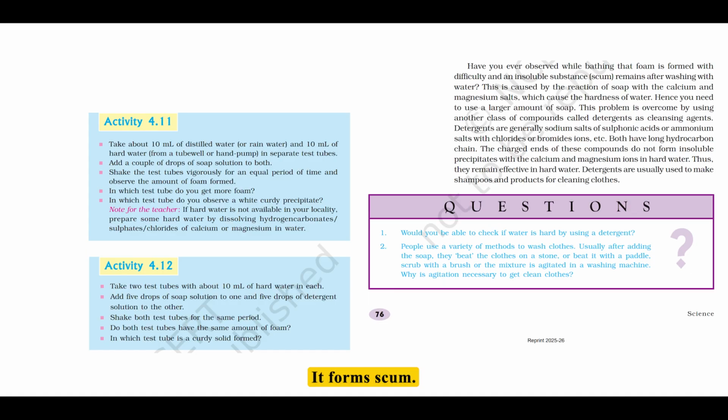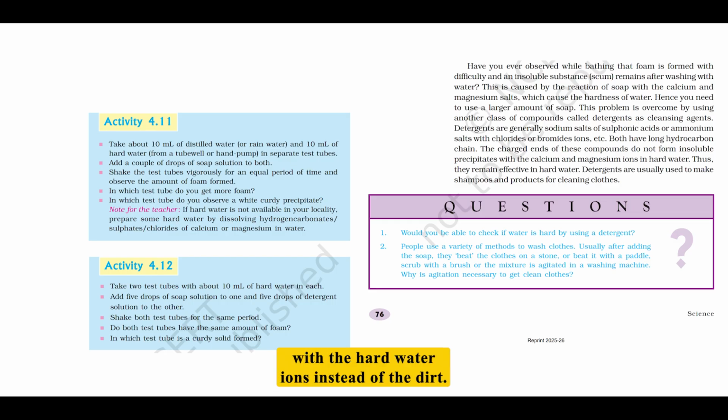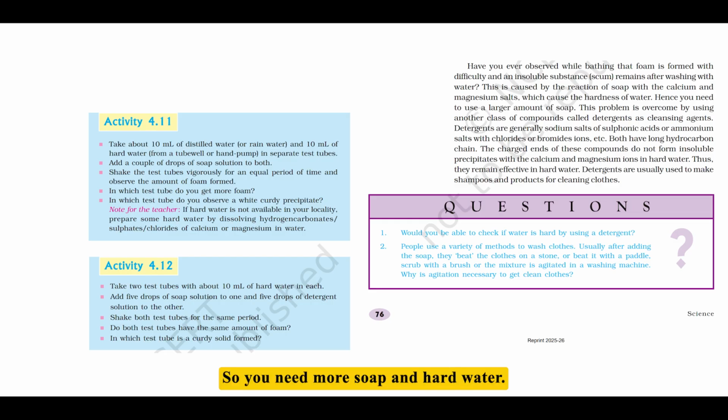It forms scum. Correct. Hard water contains dissolved calcium, Ca²⁺, and magnesium, Mg²⁺ ions. Soap molecules react with these ions. Instead of forming micelles, they react to form an insoluble precipitate, that sticky white stuff called scum, calcium stearate or magnesium stearate, for example. This scum doesn't clean, and it wastes soap because the soap is reacting with the hard water ions instead of the dirt. So you need more soap in hard water.